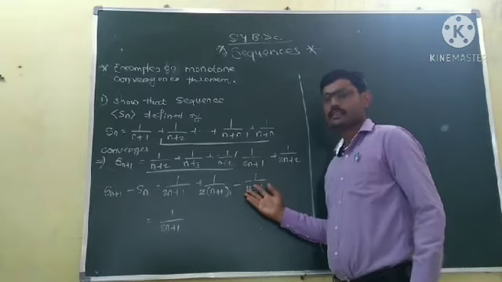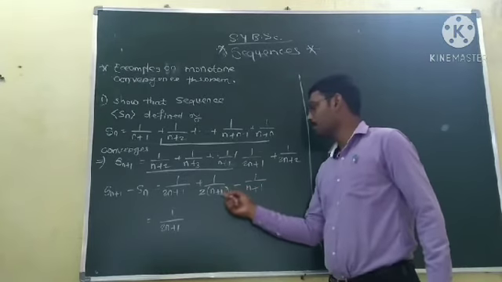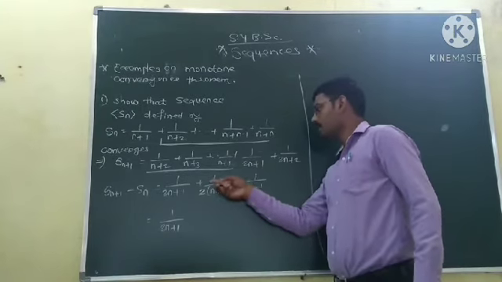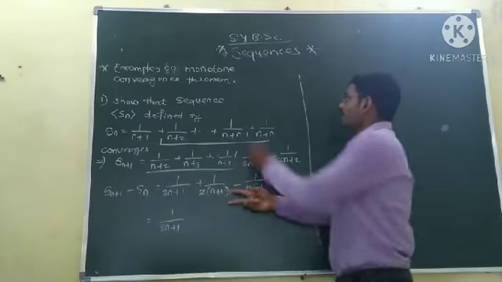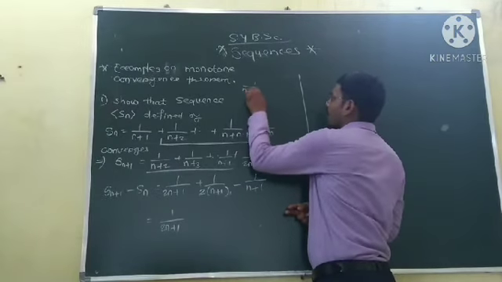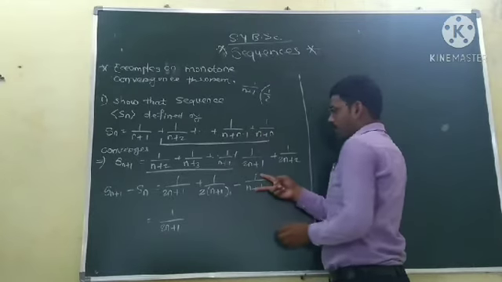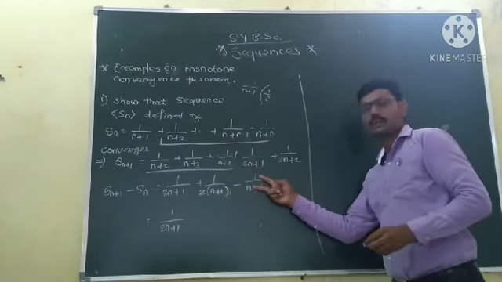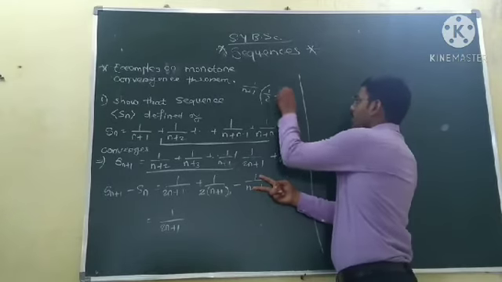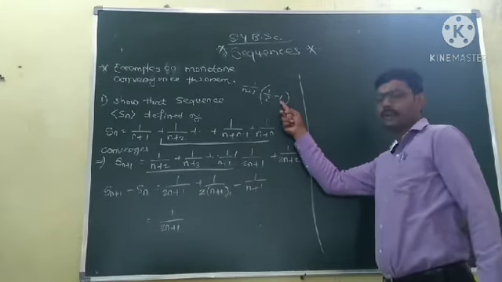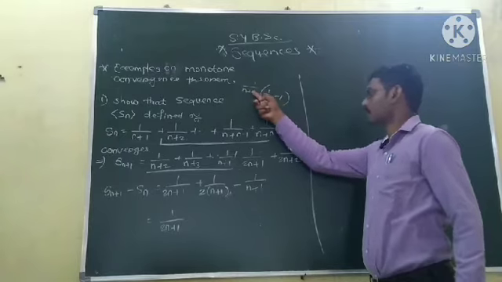Or we can write it by taking 1 upon n plus 1 common. Here we have 1 by 2, and if we take 1 upon n plus 1 common, only 1 remains in the other term. So 1 by 2 minus 1 gives minus 1 by 2 into 1 upon n plus 1.